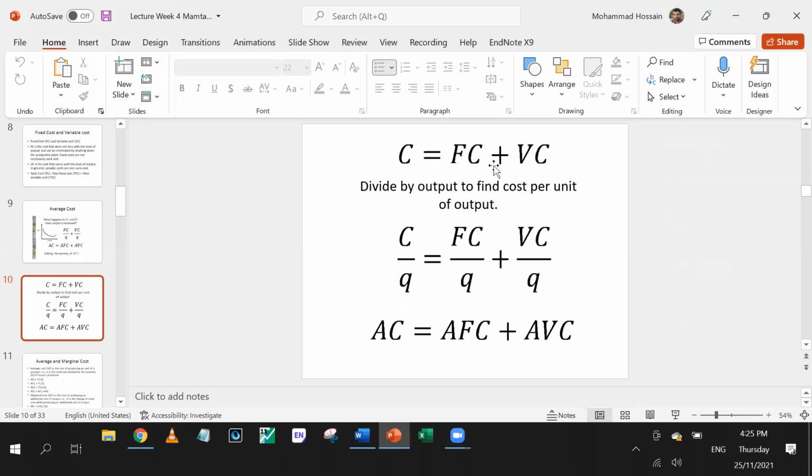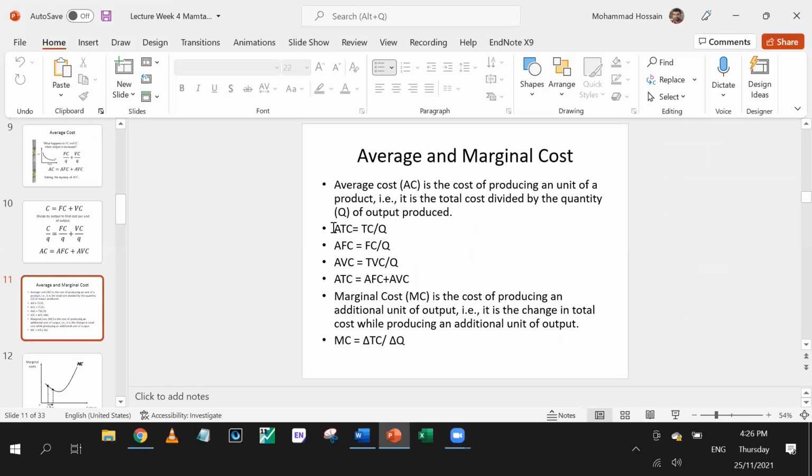Total cost is equal to fixed cost plus variable cost, right? And average cost will be average fixed cost plus average variable cost. So divide by output to find out cost per unit of output. Just divide it by Q, that's it. Nothing much. The more you practice from this chapter, the better you understand it. So here are the formulas. Average cost is total cost by Q, and fixed average is the same thing.